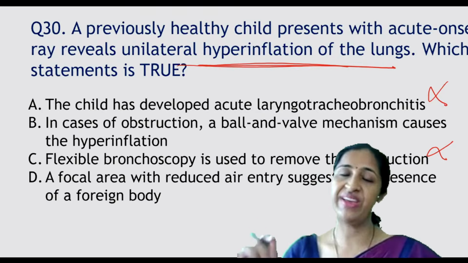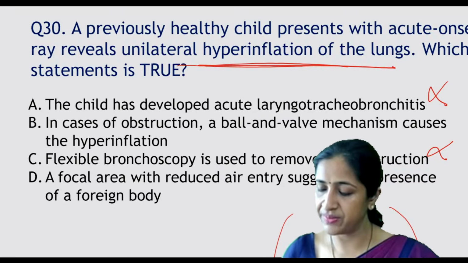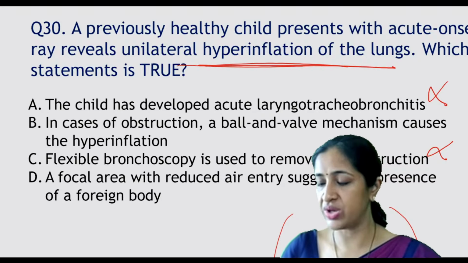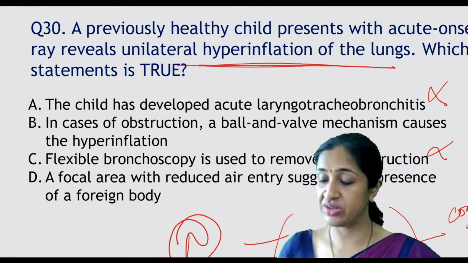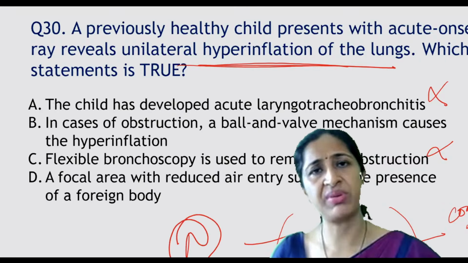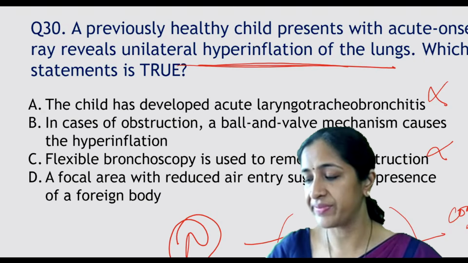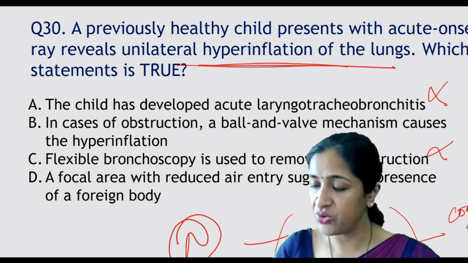Now, when there is unilateral hyperinflation, this is how this child's X-ray must be looking. Suppose you have compensatory hyperinflation of this lung. This lung is normal. So this lung is hyperinflated. Why should one lung be hyperinflated? This is because of air trapping. Why do you have air trapping? You have the bronchus.